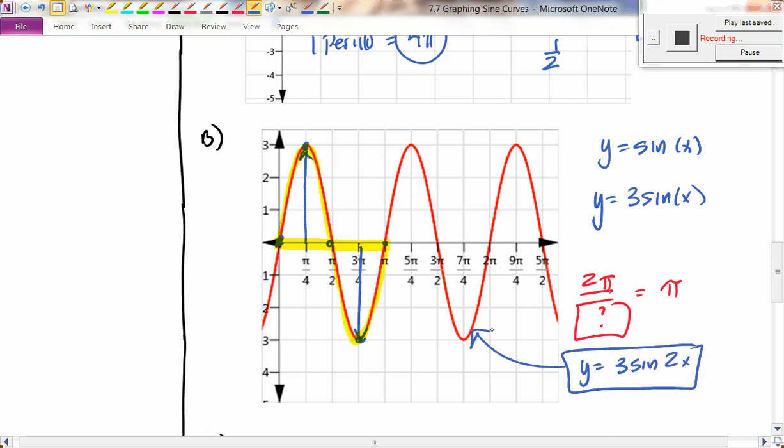Isn't this cool? You've never been able to do this before, right? We'll look at an actual trig function and decipher what's going on there, amplitude and period-wise. Next one.